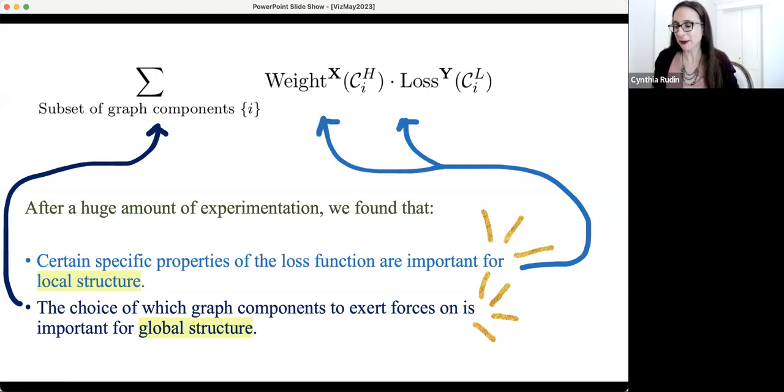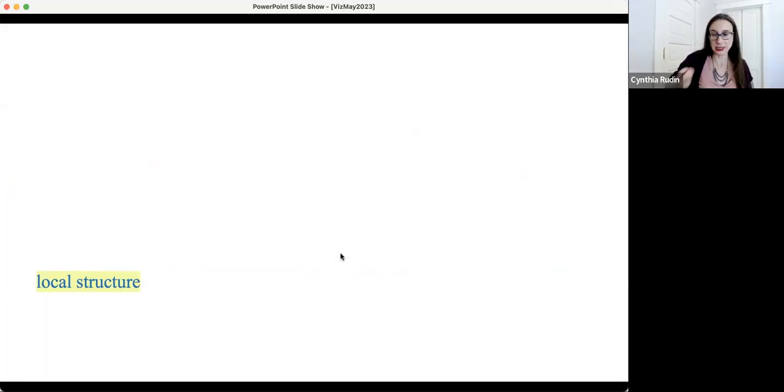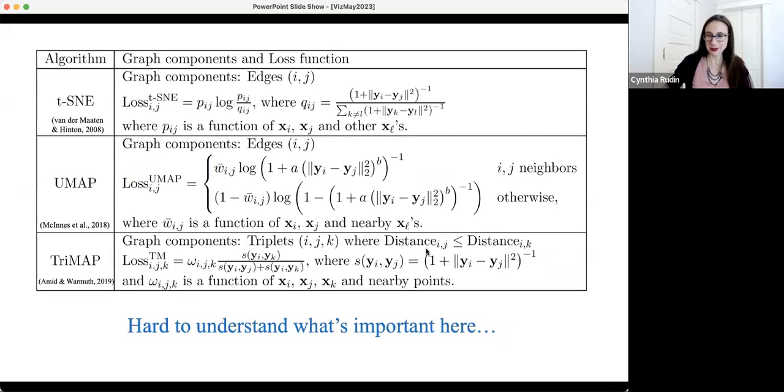Okay, so the next bulk of the talk is describing these two pieces in detail. First I'm going to talk about the local structure piece. So how do you maintain local structure? For local structure, we need to talk about the loss function. But I can't really write down an equation that's similar to all the loss functions because they have completely different functional forms. They are very difficult to figure out. Trying to find something in common with these crazy functions is not fun.